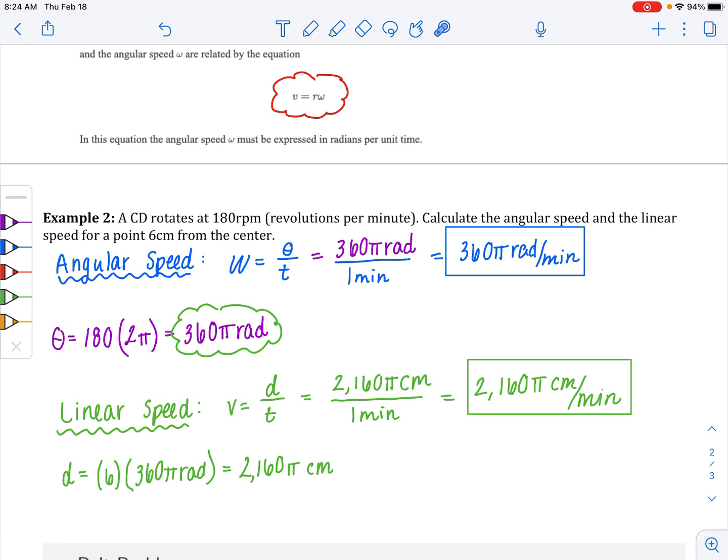Versus the angle, you can see, is radians per minute because it's an angle. An angle is represented in radians per minute. Arc length is a length, so centimeters per minute.